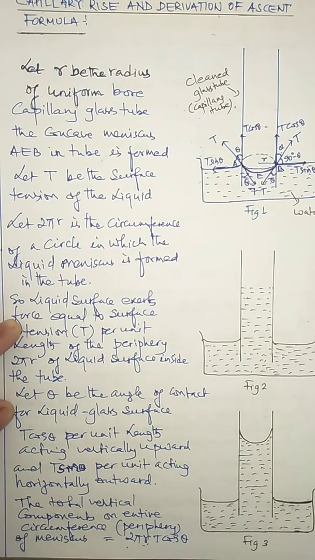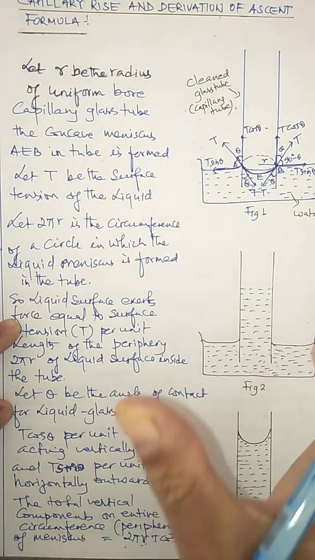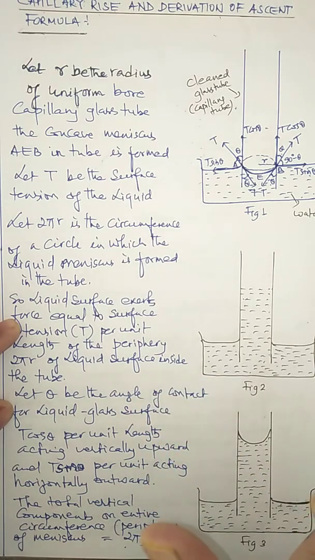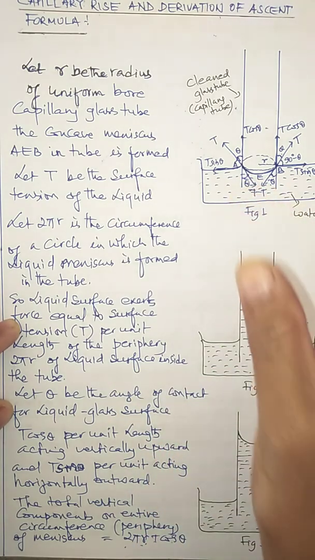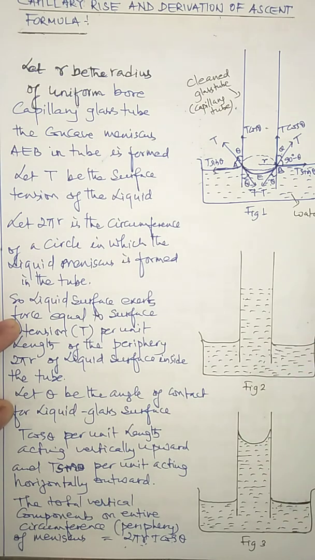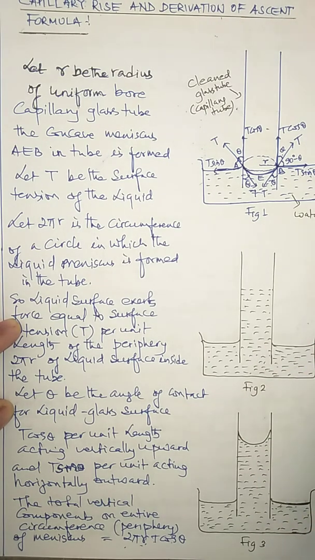So children, I have just done the first part of this explanation, how capillary rise occurs inside the tube. Now in the next YouTube video we will derive a formula called the ascent formula, and in that ascent formula you will understand how we can measure the surface tension. So we will continue in the next YouTube video.